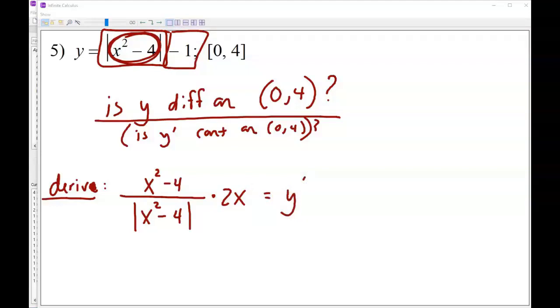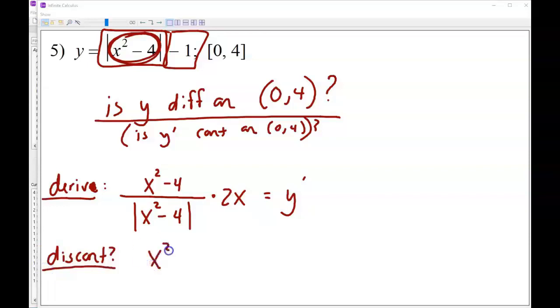Now, once again, we still have an absolute value function, and we still have polynomials. But the outermost function at this point is a rational function. And once again, rational functions have discontinuities anytime the denominator is equal to 0.